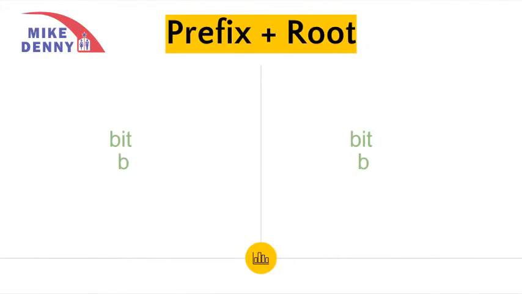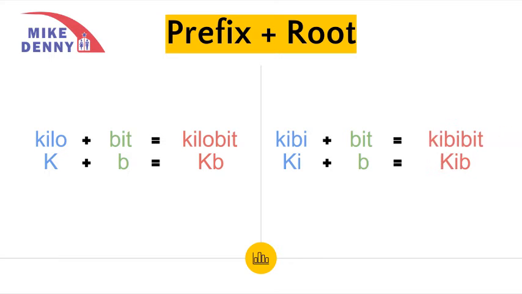For both systems, the prefixes can be used to talk about both bits and bytes. Adding one of the prefixes to bit or byte gives a valid unit of storage. For example, adding kilo to bit gives kilobit, which represents 1000 bits. Adding kibi to bit gives kibibit, which represents 1024 bits. The same principle can be applied to bytes.